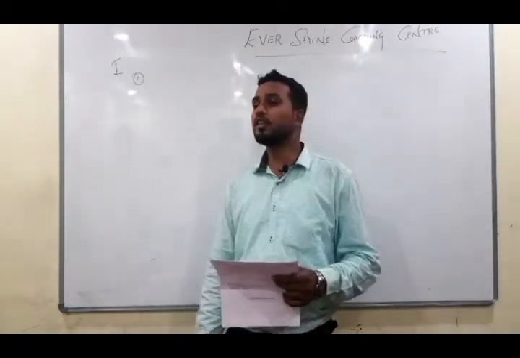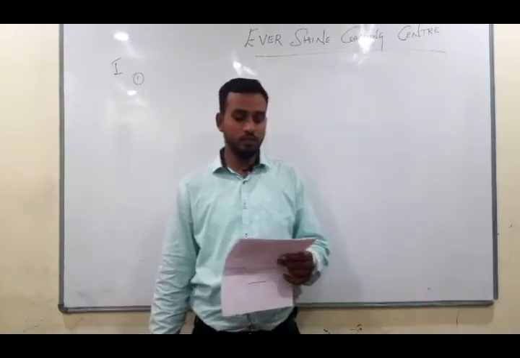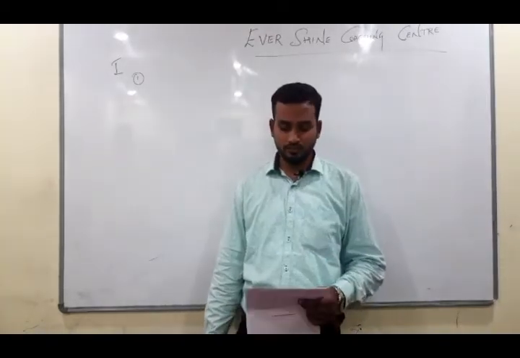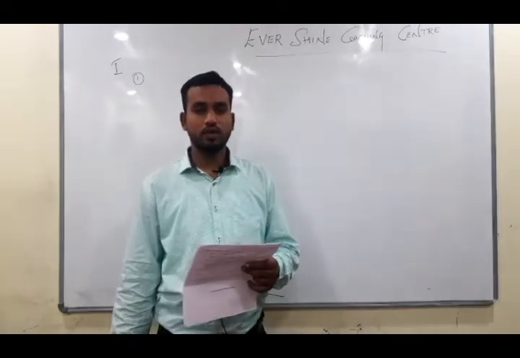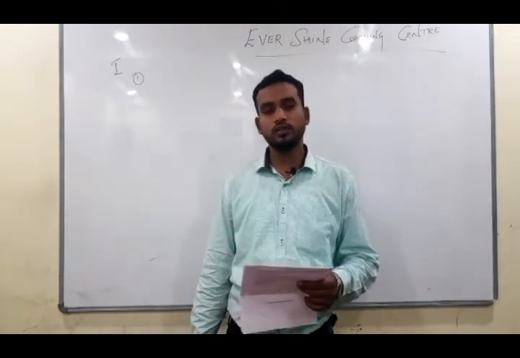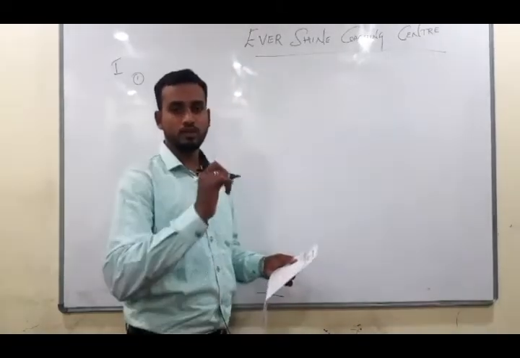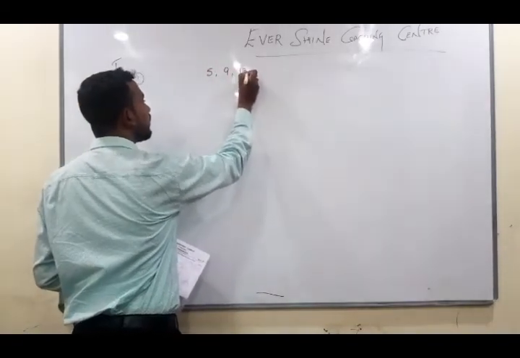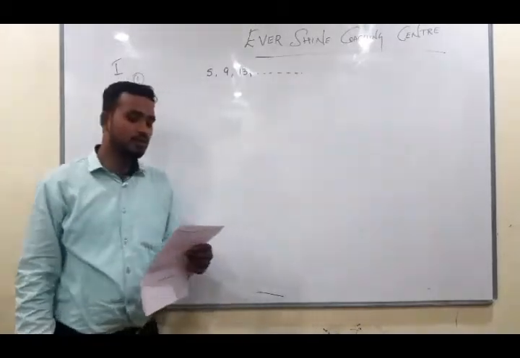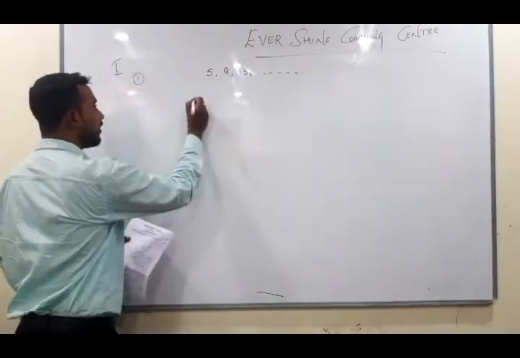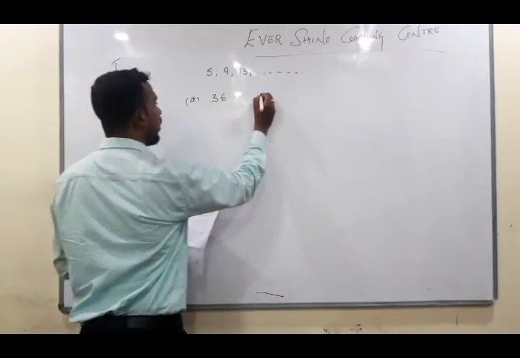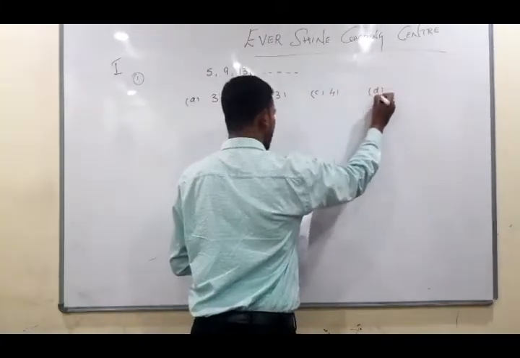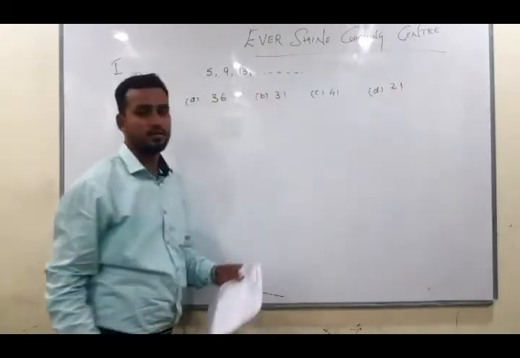The 10th term of an AP 5, 9, 13, and so on is: option A 36, option B 31, option C 41, option D 21. Okay?